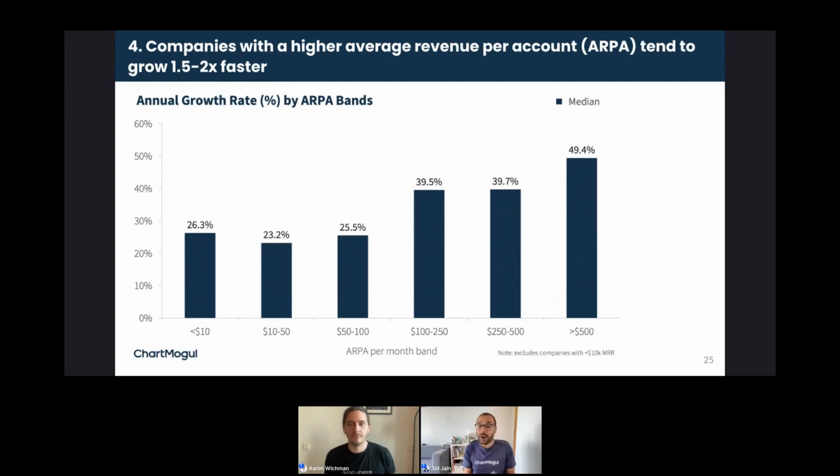And you might wonder why this is the case. There are broadly 2 reasons. One is that products with higher ARPA tend to be more ingrained into your workflow, and because they are more ingrained, it's harder to churn from those businesses. The other reason why higher ARPA businesses continue to grow faster is that there is more opportunity to have expansion MRR at higher ARPAs. And we'll see some of the data on this in subsequent slides.